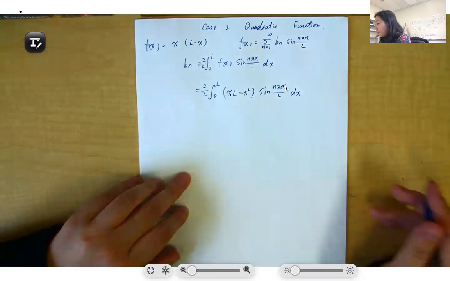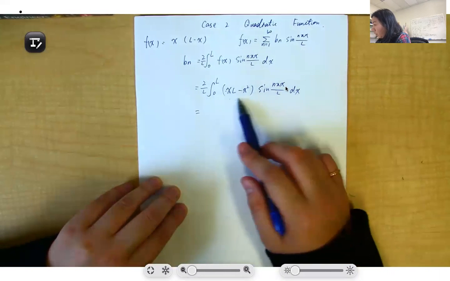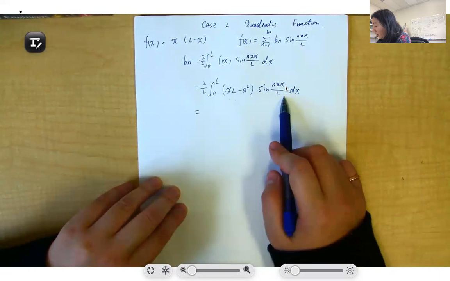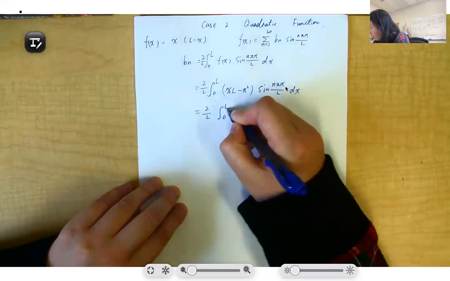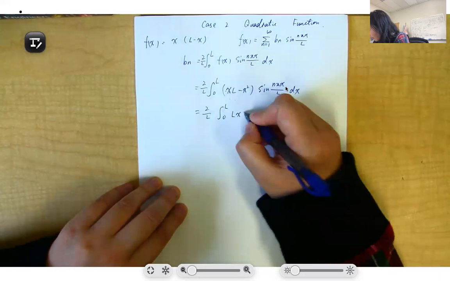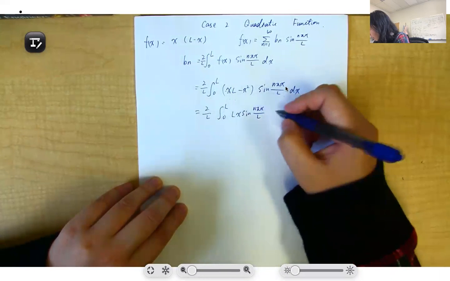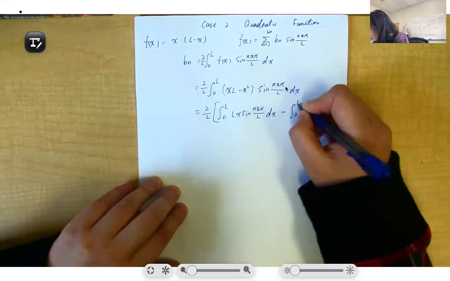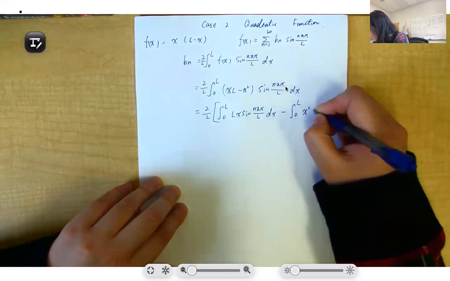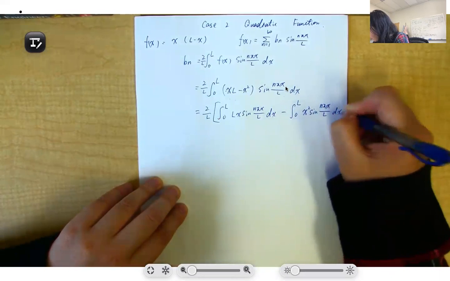Okay. Then we have basically two integral terms inside this integral overall: 2 over L times the integral from 0 to L of Lx sine(n pi x over L) dx, minus the integral from 0 to L of x squared sine(n pi x over L) dx.